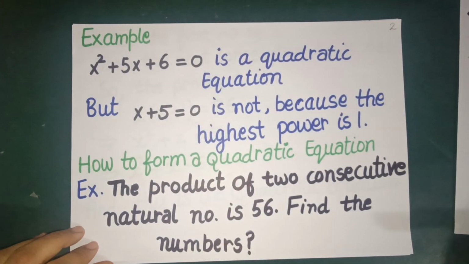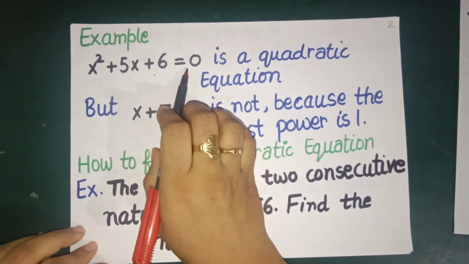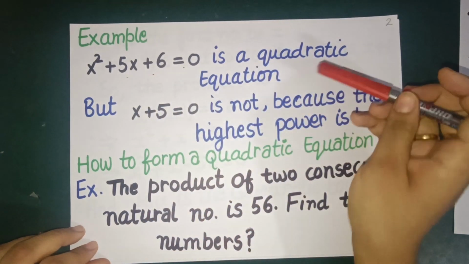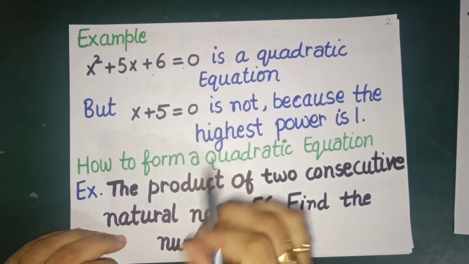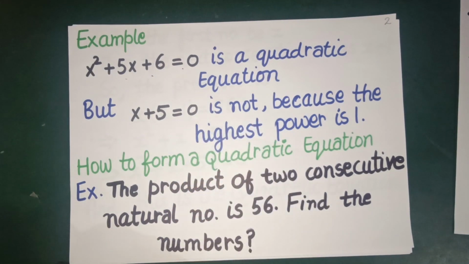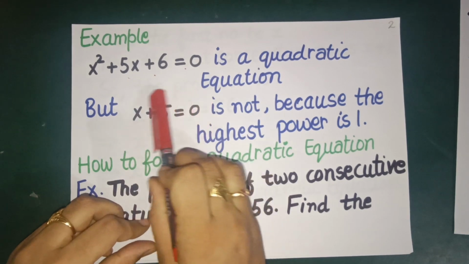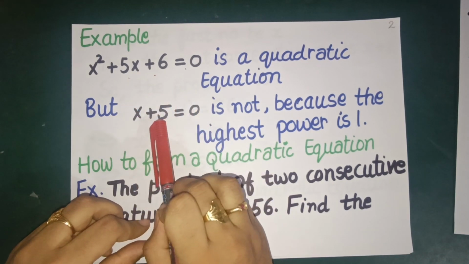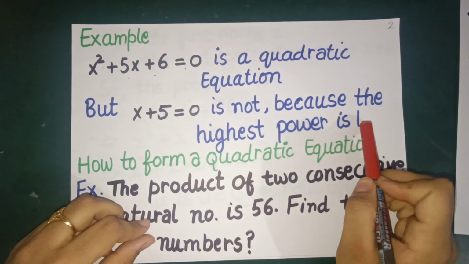For example, x squared plus 5x plus 6 equals 0 is a quadratic equation. But x plus 5 equals 0 is not a quadratic equation. You have done in the previous classes that this form of equation is not quadratic. This is a linear equation because it has highest power 1.